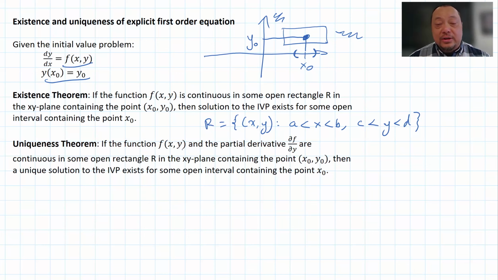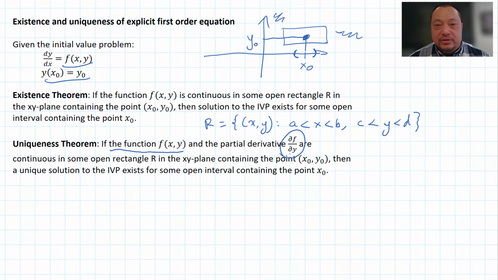The uniqueness theorem adds something on top of it. Well, in order to have a unique solution, the solution has to exist in the first place, right? So it includes the condition that the function f of x, y is continuous. That gets you existence. But on top of that, if you also have the partial derivative df with respect to y, this is just something you need to memorize.